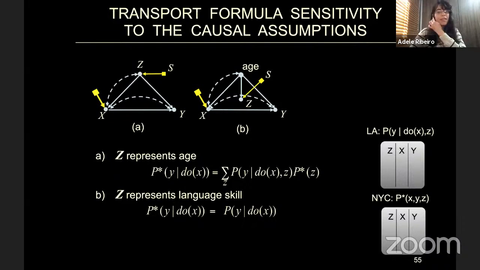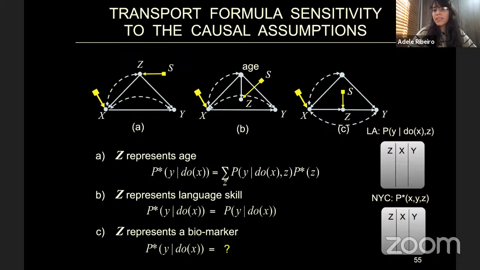Now, this is another example where instead of Z being a proxy, Z is a mediator between X and Y. And if this is the case, suppose that Z is a biomarker, for example. What is happening here? There is a different formula. So it's a completely different formula. It's also a recalibration, but the recalibration is over the conditional distribution of Z given X that's given in the target population. So it's not just given Z here, it's the conditional distribution. So it's a different formula. So it's sensitive to the causal assumptions.